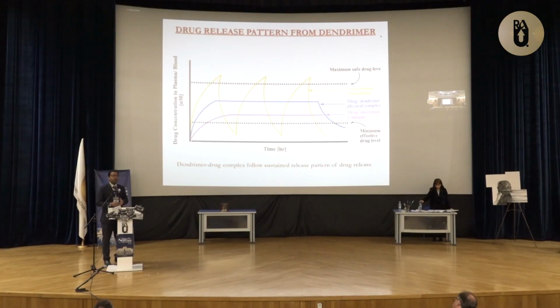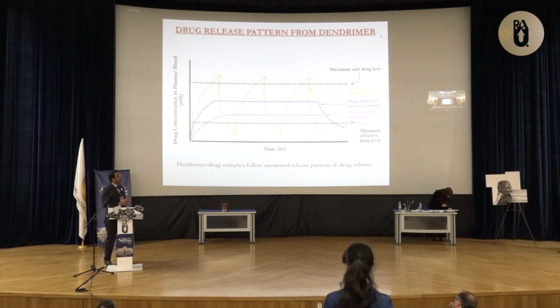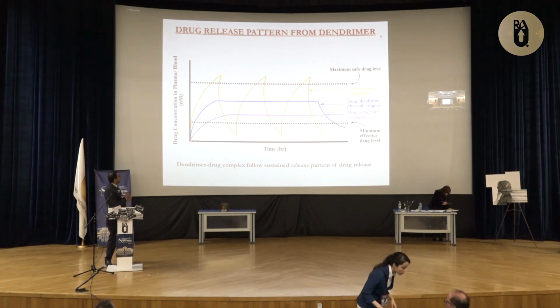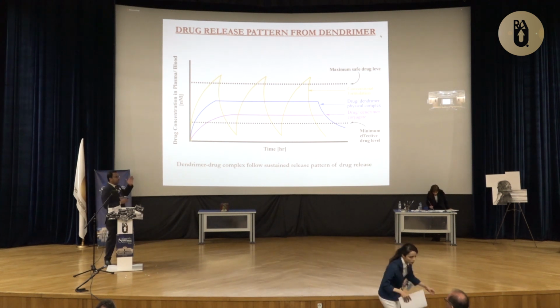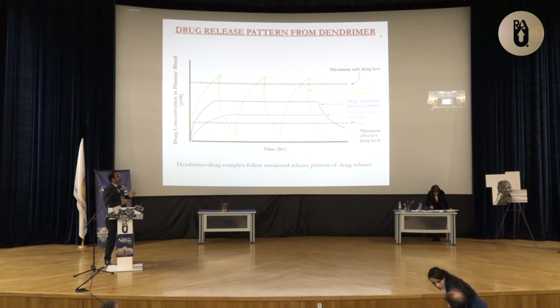Maybe you are thinking, how is the drug released from the dendrimer? If you see this figure, maybe you know what is minimum effective concentration and what is maximum safe concentration. If you see this yellow graph, this is from the conventional dosage form. So what happens? The drug release will go up to the maximum safe concentration, then it will go down, then it will further increase. So what happened? There is a fluctuation.